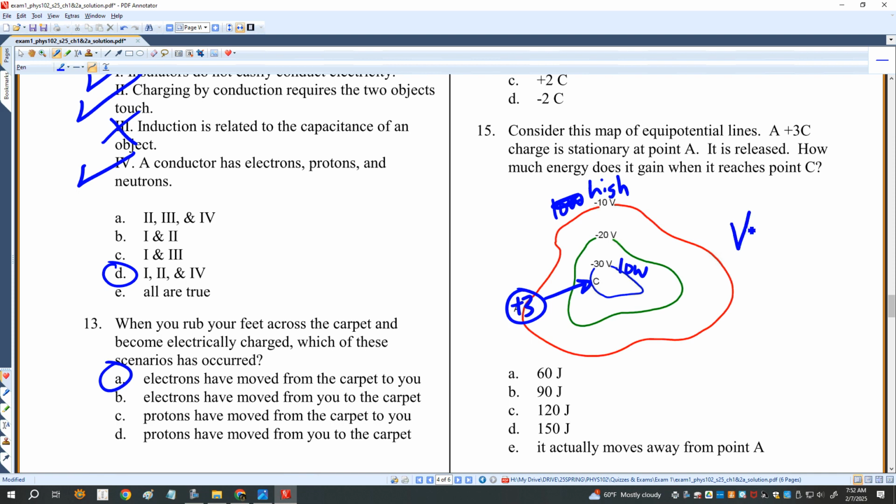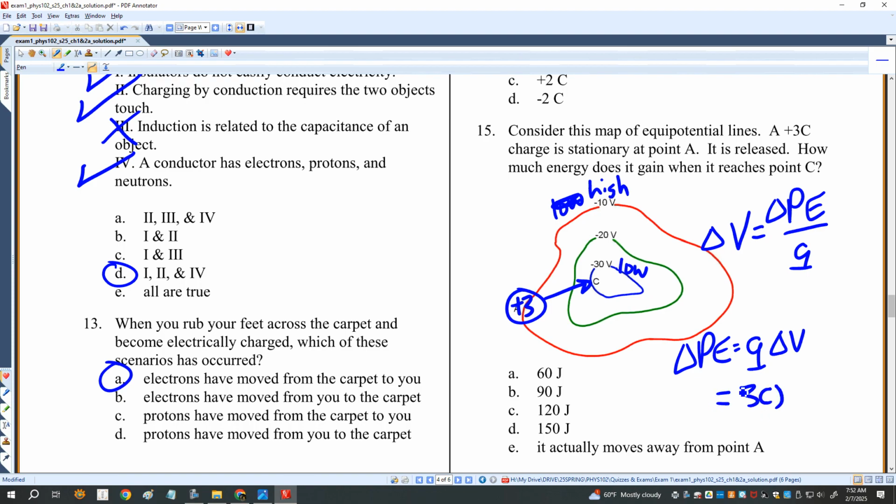And then I want to know how much energy it gains. Now remember that V is equal to potential energy over Q, or delta V is delta PE over Q. So delta PE is just equal to Q delta V. If I have a 3 coulomb charge and I have a change in potential of -30 minus -10, that's -20 volts.